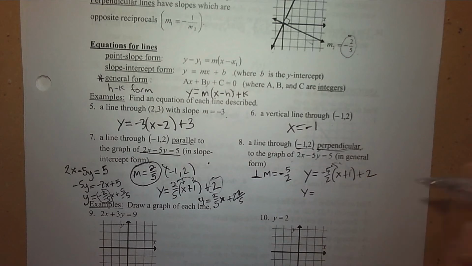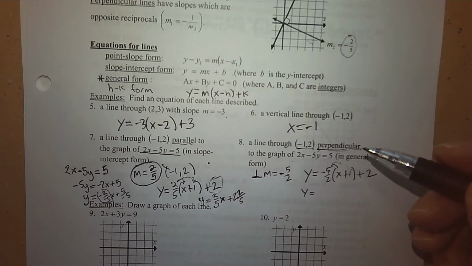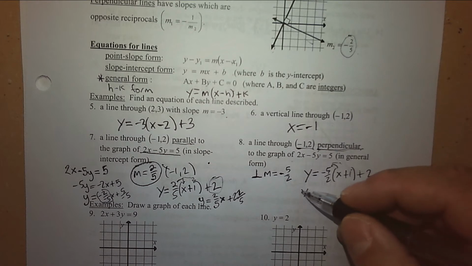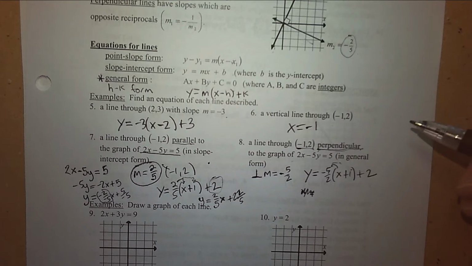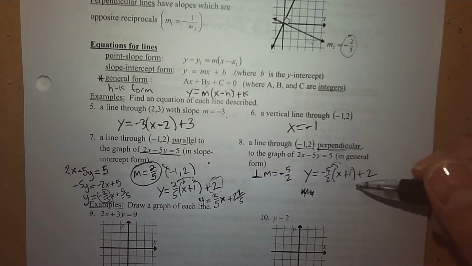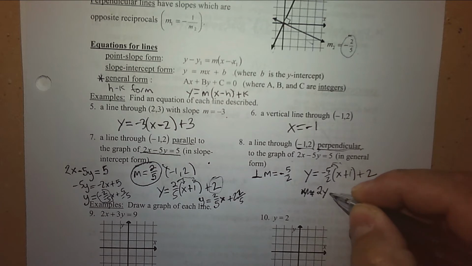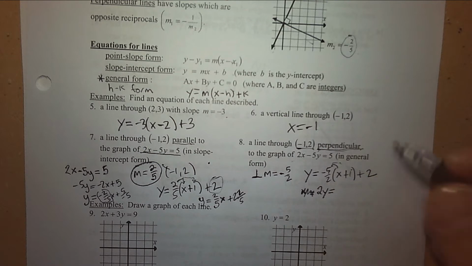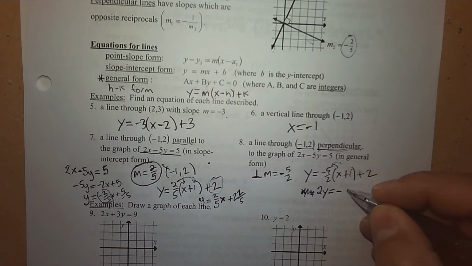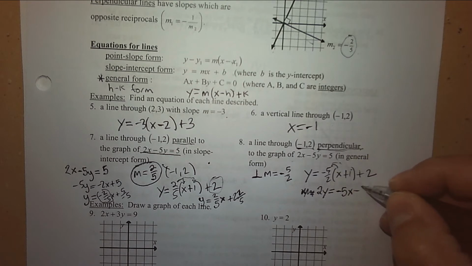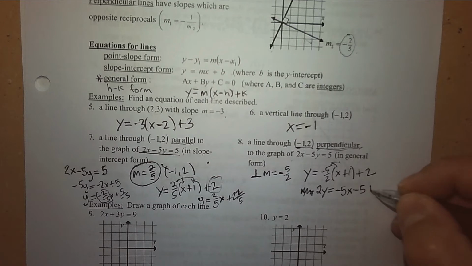well, because it's in general form, one of the properties of general form is that all the coefficients have to be integers. And because of that, it would actually be easier to multiply everything times 2 first. So if I multiply the left side by 2, it's 2y. If I multiply the right side, the 2's divide out, and you're just left with negative 5. And then you can go negative 5 times x, negative 5 times 1. And then 2 times 2 is 4.